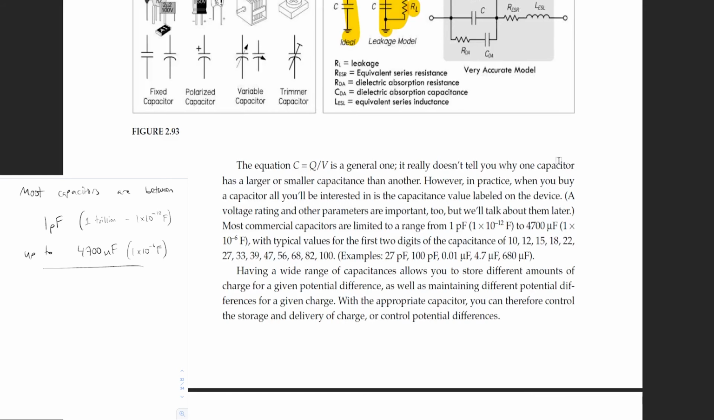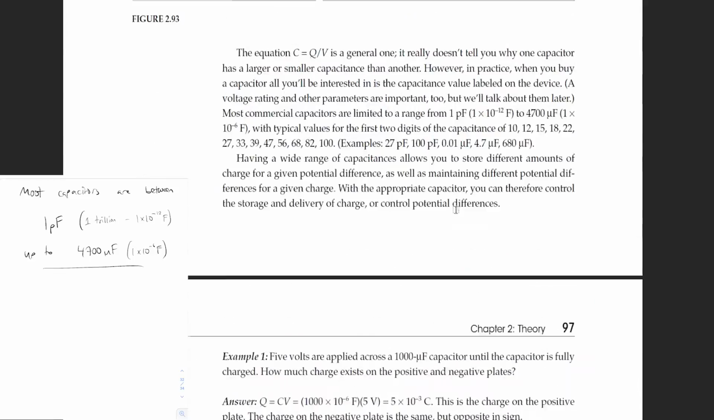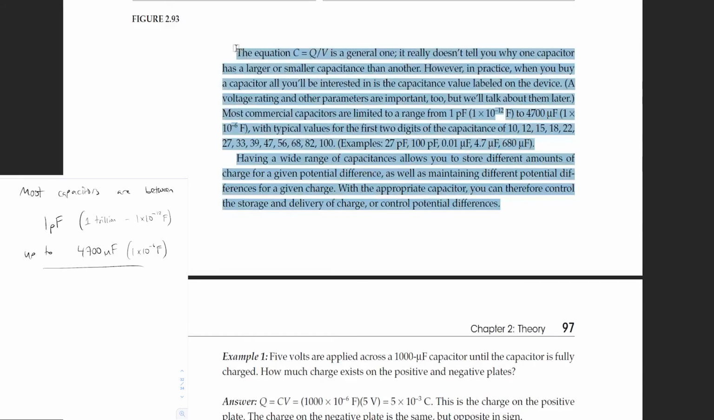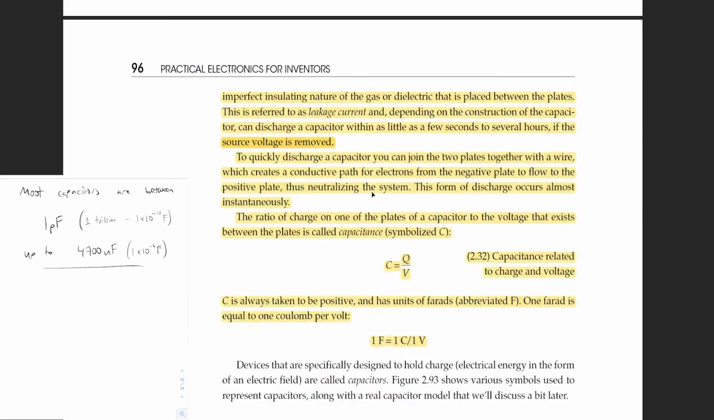With the appropriate capacitor, you can therefore control the storage and delivery of charge or control potential differences. Okay, I don't see how you're controlling voltage, because if you just have a voltage source, how are you controlling voltage? All right. Maybe I shouldn't round the video up on a confusing note, but hopefully that made sense to you.